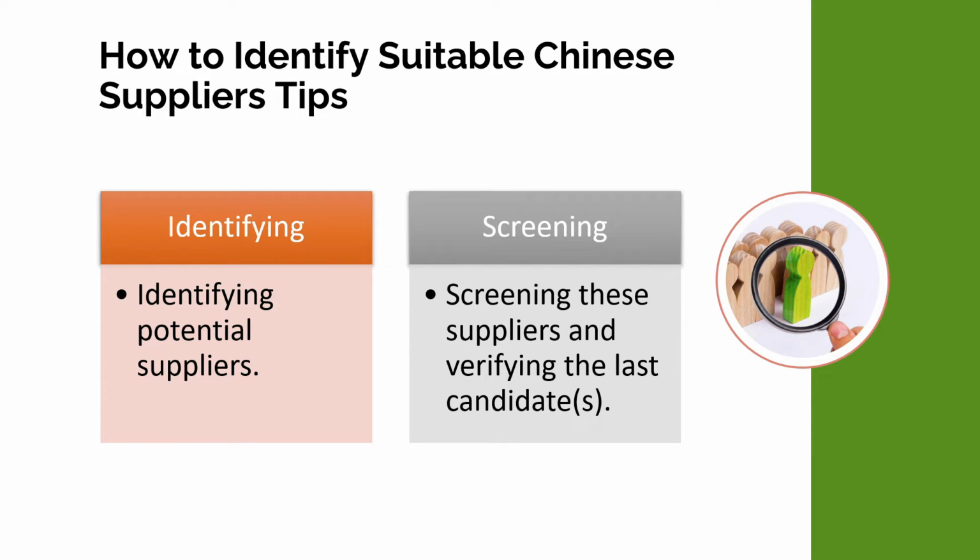First, let's look at the sourcing process in more detail. It includes two steps. The first step, identifying potential suppliers. The second step, screening the suppliers and verifying the last candidates. In this video, let's focus on the first step, how to identify potential Chinese suppliers, which itself includes three sub-steps.